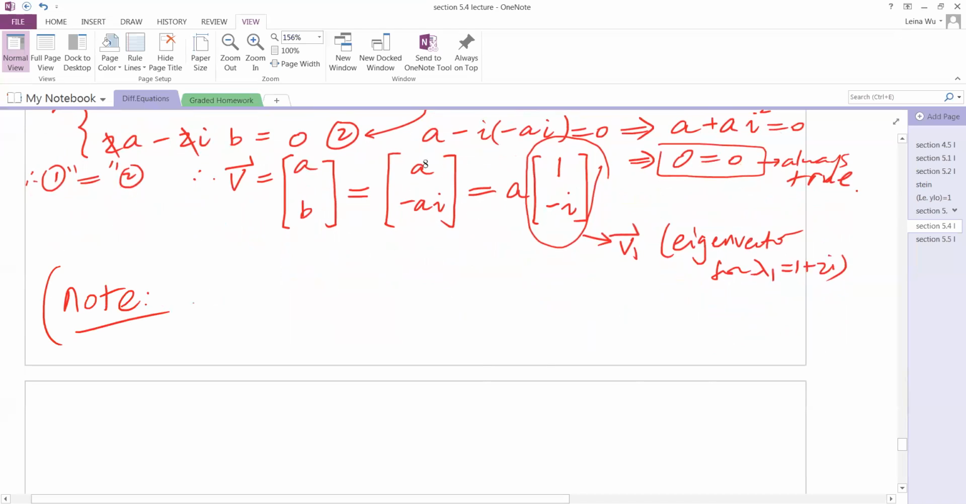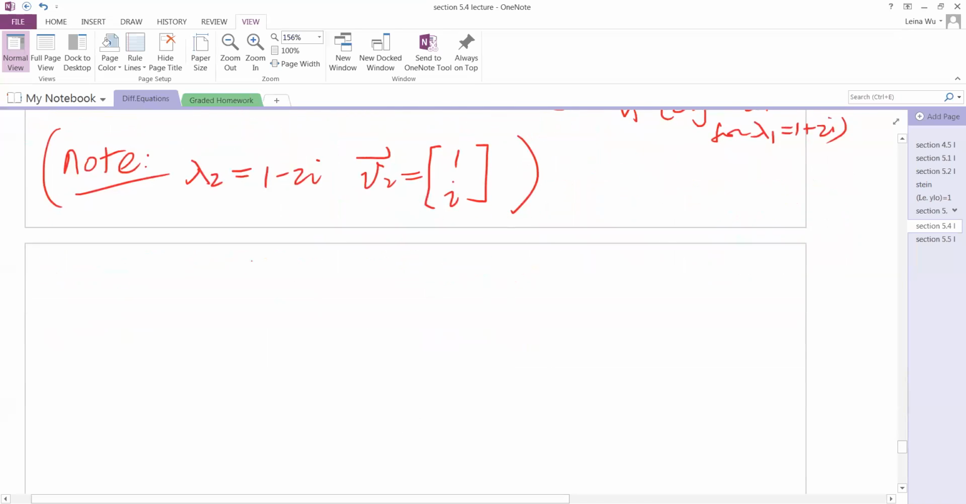So note for lambda 2, which is 1 minus 2i, what's going to be its v2? 1i. Yeah, so you just do 1i. So we don't really need this information for writing out our general solution. Okay. So that's something easy to obtain, right?